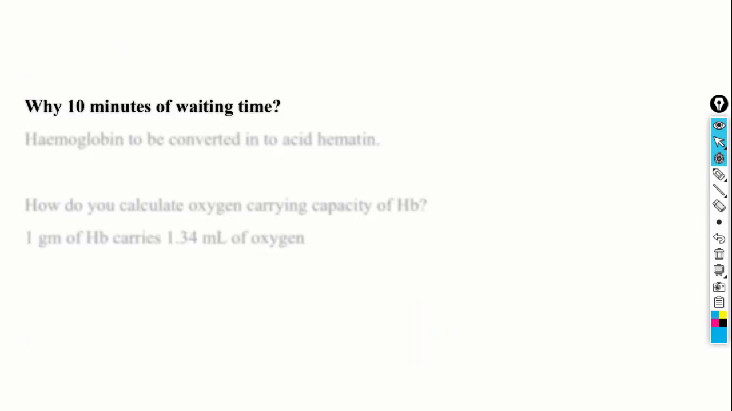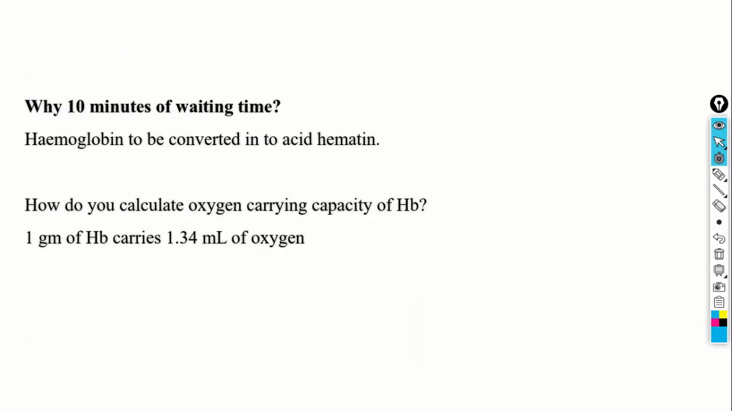Why do we have to wait 10 minutes? For hemoglobin to be converted into acid hematin, we have to wait for 10 minutes. Within 10 minutes, there is a possibility that 99% of the hemoglobin is converted into acid hematin.